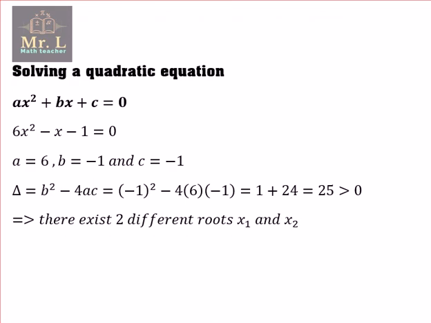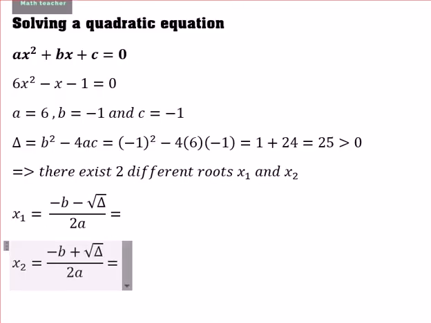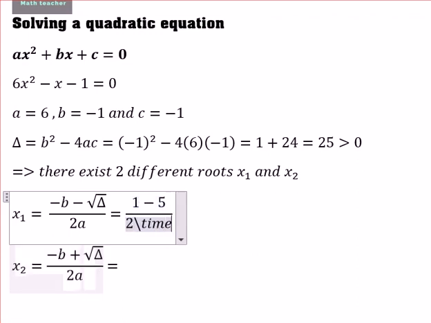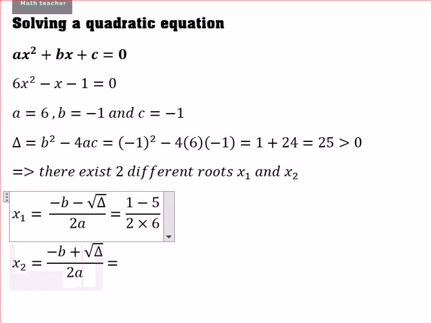The rule for x1 was -b minus radical delta over 2a, where x2 is -b plus radical delta over 2a. So guys, all we need to do here is just replace the values. It's clear that b is equal to -1, which means that -b is 1, minus radical 25, and radical 25 is 5, over 2a, so 2 multiplied by 6. This will give -4 over 12, and if we simplify it, it will give -1 over 3.